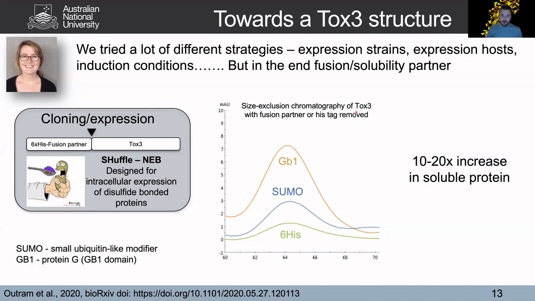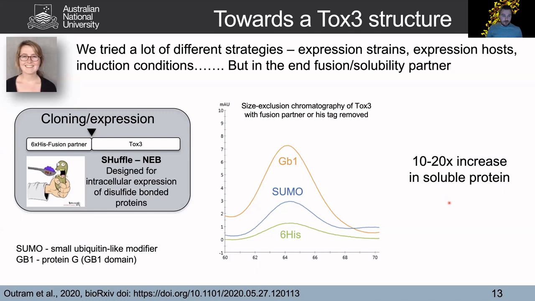Because GB1, as you can see here, so this is a size exclusion chromatography run of TOX3 that's been cleaved away from these fusion partners. One of them wasn't a fusion, it was just a his tag, and then we have the Sumo and GB1. And we saw the tags being cleaved away, and we just have TOX3 left. But what we saw doing this, we got a massive enrichment using GB1 as our fusion partner. So it was almost a 10 to 20 times increase in solubility consistently. And we've also seen this for other cysteine-rich effectors, and I'll get onto this in a minute.